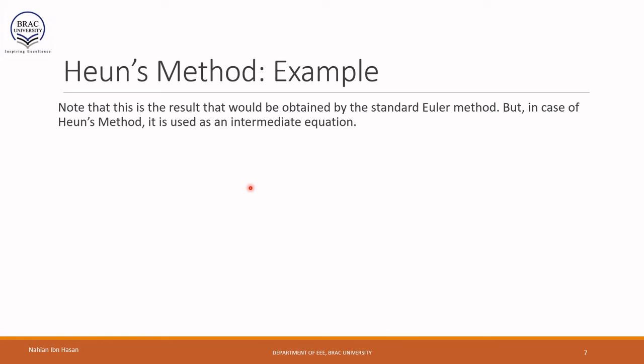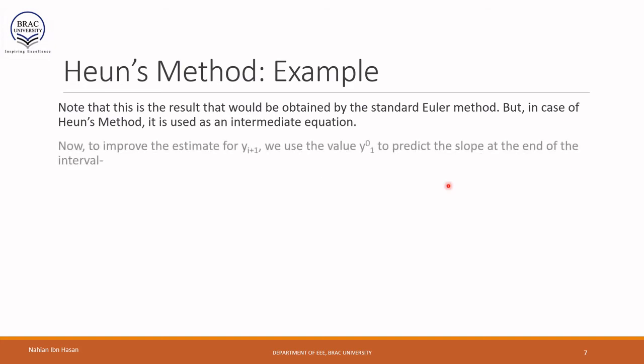So we are just going to use the intermediate equation to get an approximated slope at the end of the boundary. At the end of the boundary, we are going to find a new slope, which is f of x1 comma y1 superscript 0. This y1 superscript 0 was achieved from the predictor equation. So this is the slope at the end of the boundary, that means at x equal to 1.